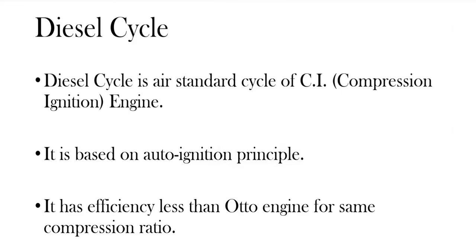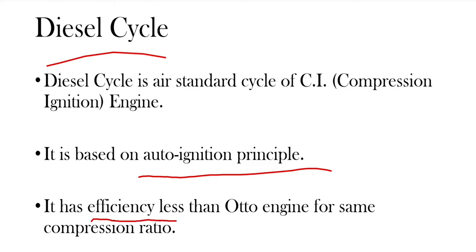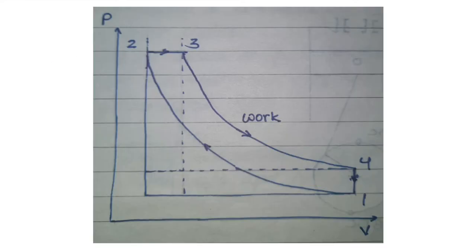The diesel cycle is based on the auto ignition principle. It is less efficient than the Otto engine for the same compression ratio. This is the graph of volume versus pressure for the diesel cycle. So let's study it.